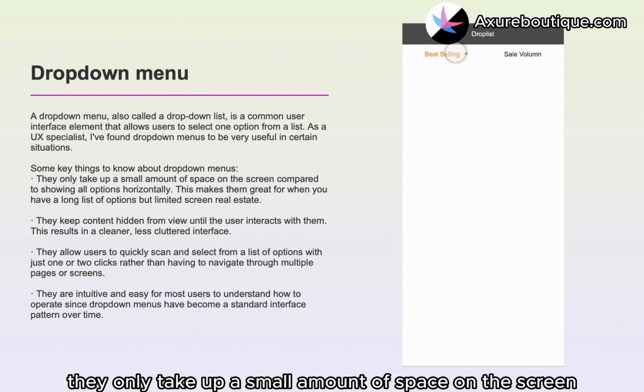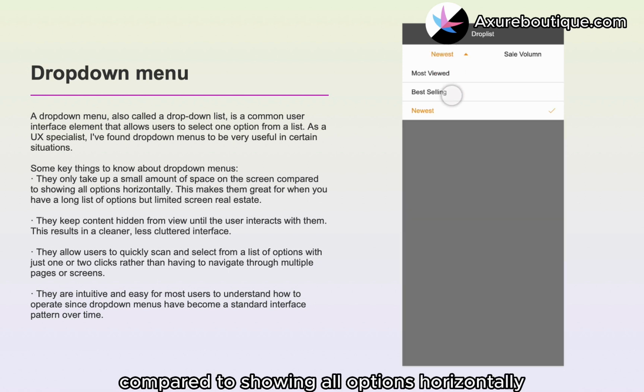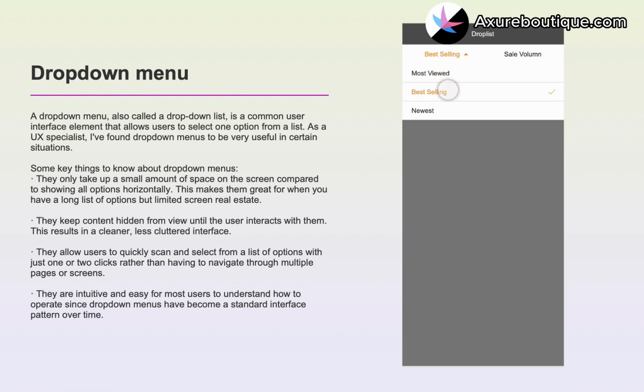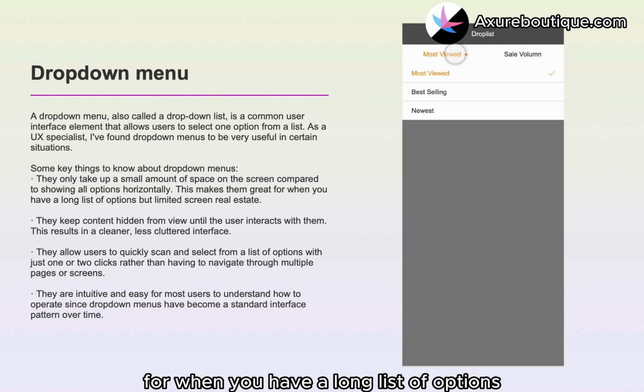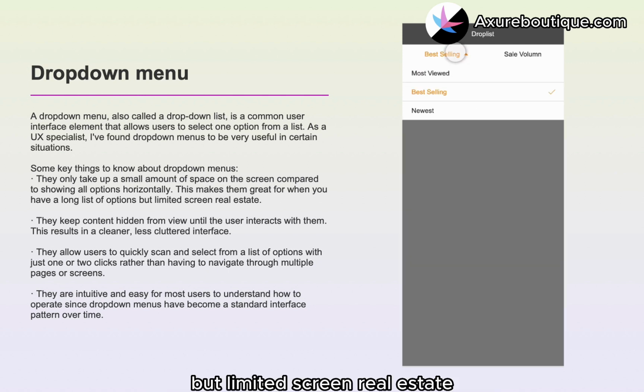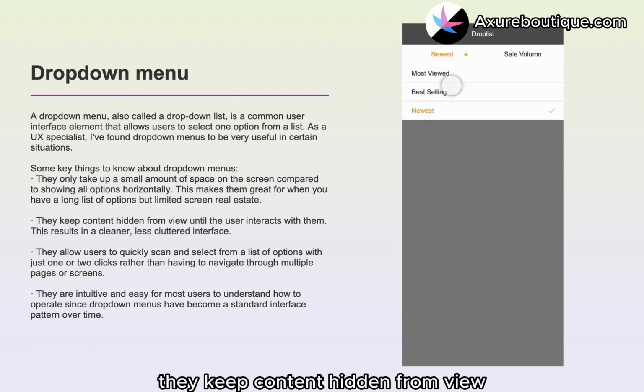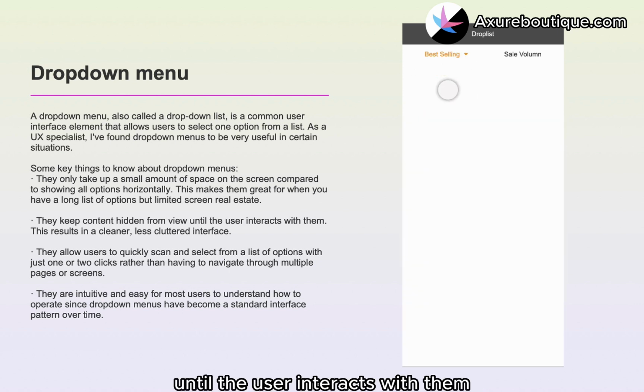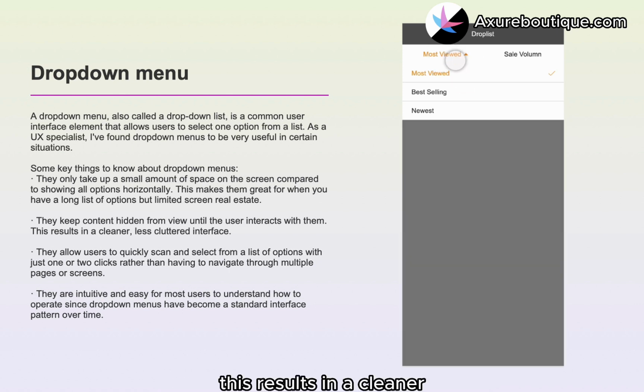They only take up a small amount of space on the screen compared to showing all options horizontally. This makes them great for when you have a long list of options but limited screen real estate. They keep content hidden from view until the user interacts with them. This results in a cleaner, less cluttered interface.